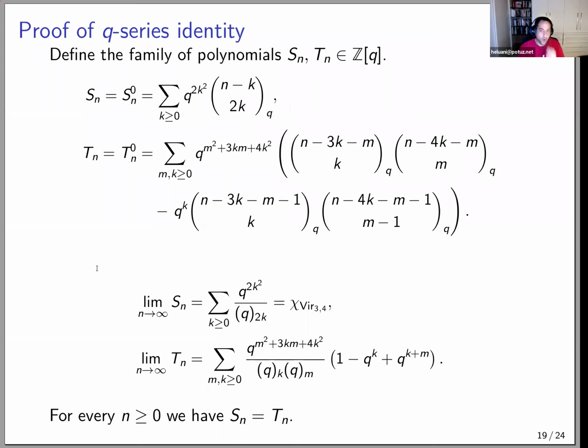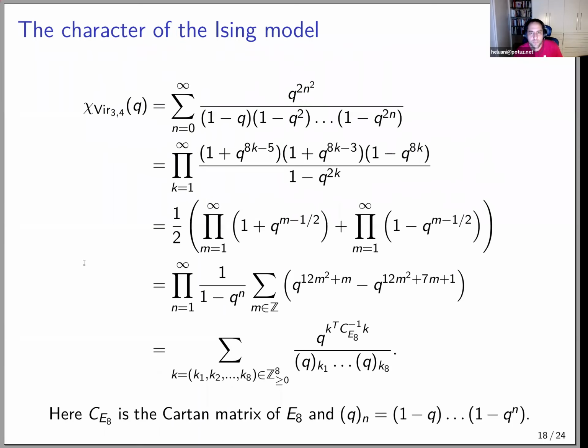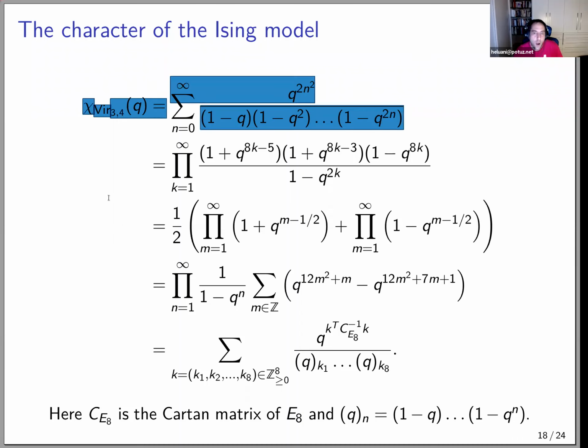So we're going to choose the first of these sums, sorry, this one. And we're going to prove that this is our sum.